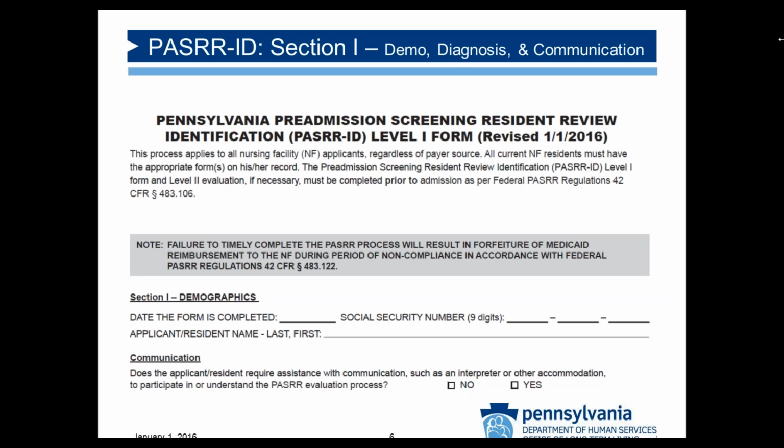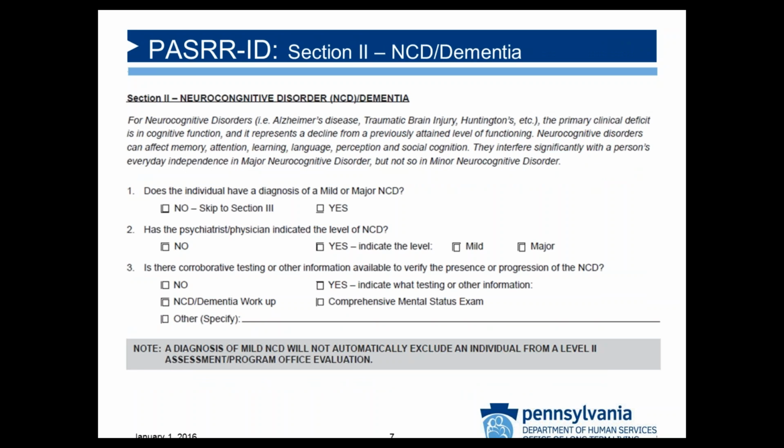So we're not going to go through each line item on the form. We're just going to do some of the highlights. So everybody knows about the demographics. That's a given. Section 2, the neurocognitive disorder, dementia area. I want to talk a little bit about this. Lots of people have dementia, neurocognitive disorders in your facilities. You're seeing it more and more.